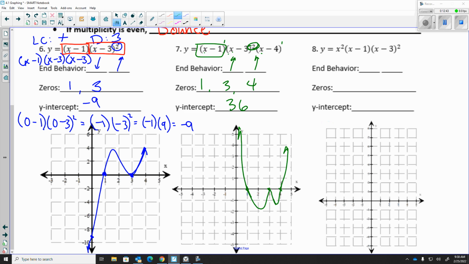So if you think you're doing something at the end and it's not matching your end behavior, like if you're trying to cross it but it's bouncing, there's got to be something wrong. Either your end behavior is wrong or your multiplicity is wrong or something. Is this making a little bit of sense?